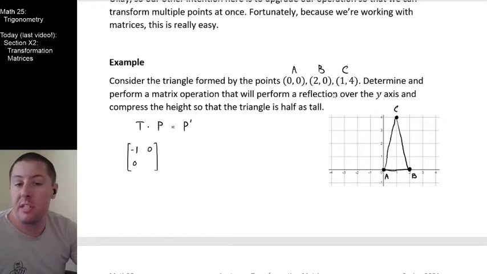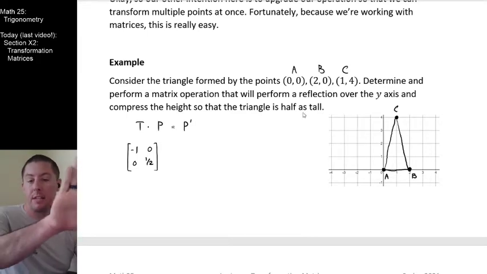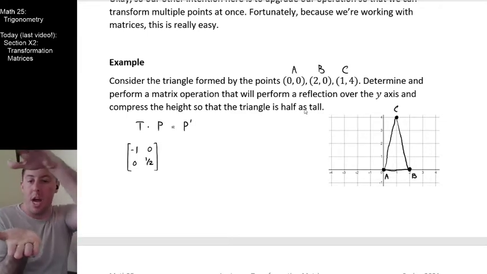The other thing that we're interested in is compressing the height so that the triangle is only half as tall. So I know that the height factor is always going to be associated with this lower right term down here. I only want things to be half as tall as they used to be, so we'll multiply by a factor of 1/2 in that D term that's down there in the lower right. So this is the transformation matrix that's going to reflect us over the y-axis and squash us down so we're only half as tall.